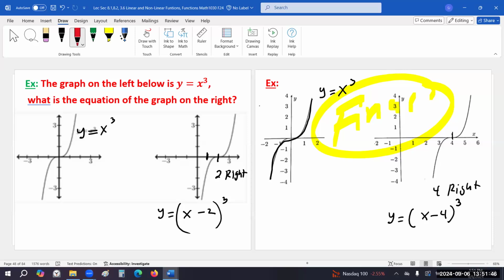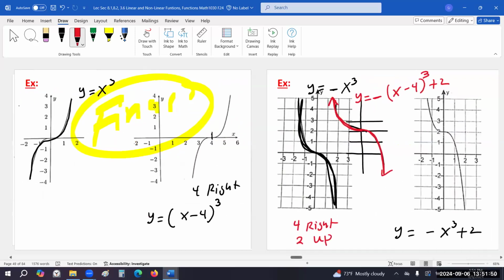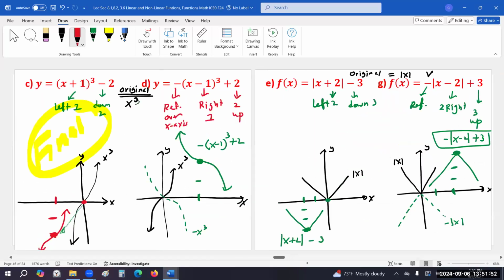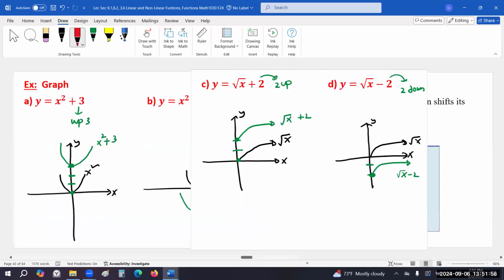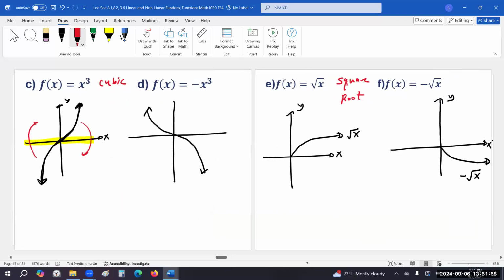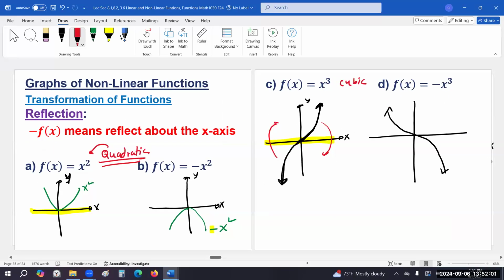Question? Slides for the original function. For the original function, I don't have them in one slide. I have them in 3 slides.